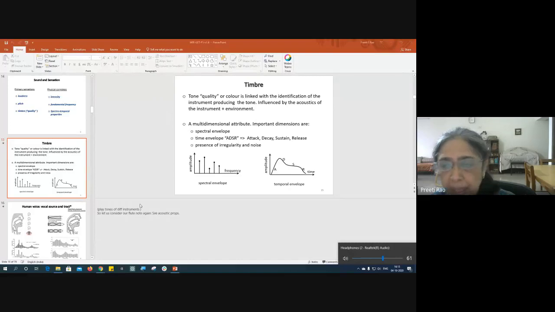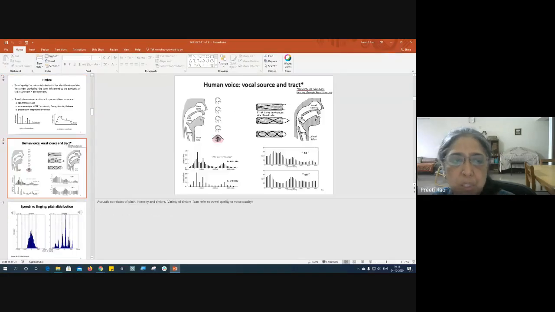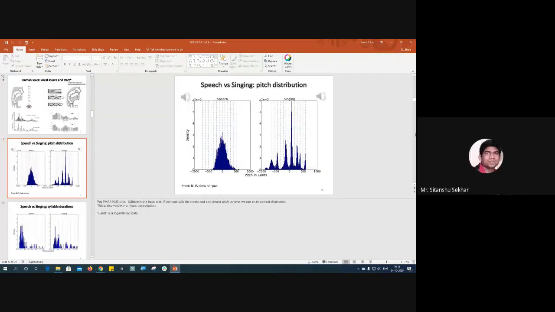Because when we look at the speech signal, we will see its periodicity, and there are many signal processing methods available to measure the periodicity of the signal.